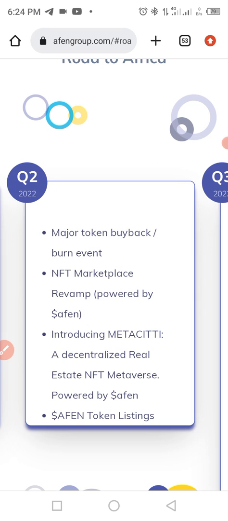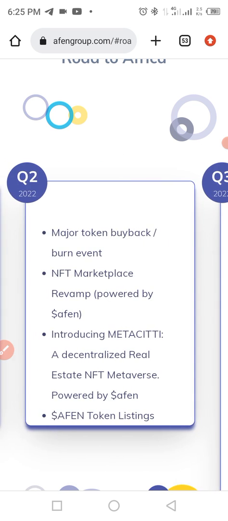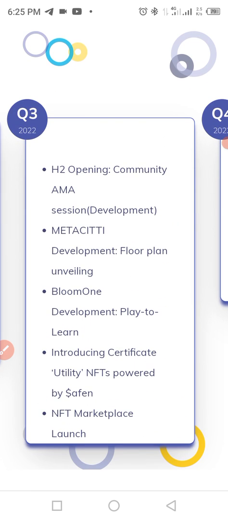They say token bond, NFT marketplace revamp. Check it: are they actually fulfilling these things? If they're not fulfilling it, it's a red flag. Okay, so I think we're about to enter the Q3. All right, so check it now. These are everything that they are listing.